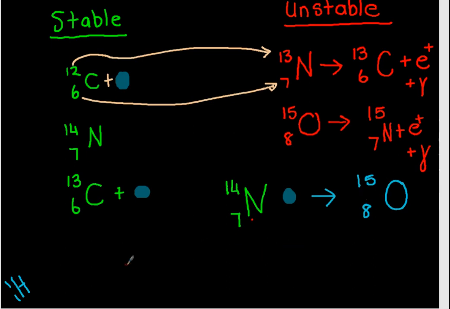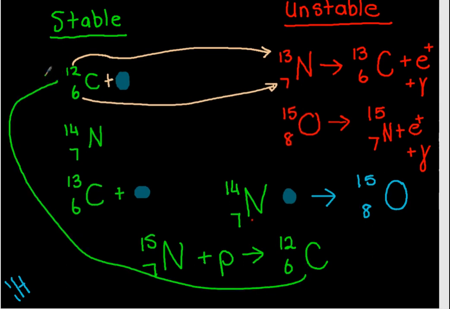Now, what could be the last step is that this nitrogen that is now 15 as a mass number could again absorb a proton. So again it absorbs a proton, and then that's going to form carbon 12 for us. And we know already that this is quite a stable isotope of carbon. And also you can see that it brings us right back to where we started.